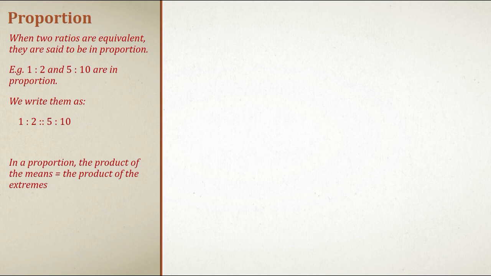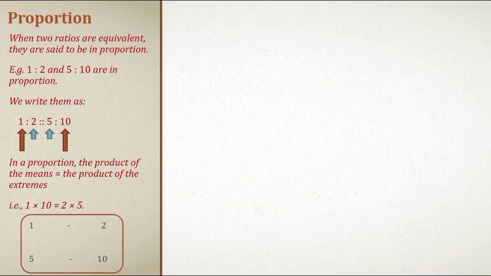Now in a proportion, the product of the means is always equal to the product of the extremes. The means are these two numbers, 2 and 5. So 2 into 5 is always equal to 10 into 1, which are the extremes. They are in the extreme corners, right? So these are extremes. So we can also cross multiply these two ratios.